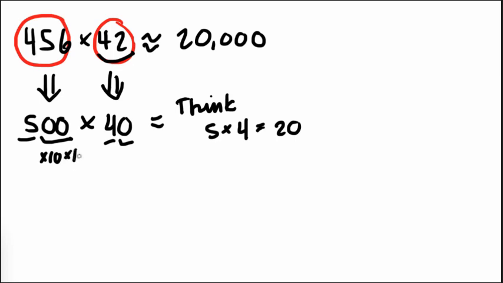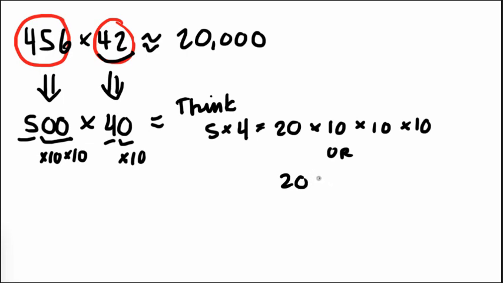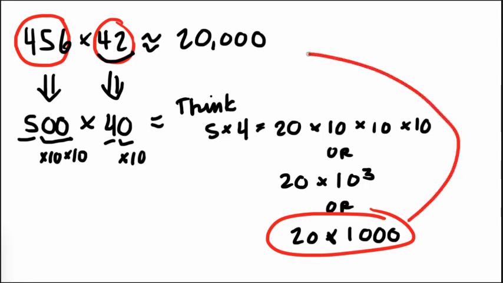So we have 3 of them. In this case, I'm doing 20 times 10 times 10 times 10. Or we can look at it in exponential form and say it's 20 times 10 to the third, or 20 times 1,000, right? So then our final answer is what my original estimation was, which is up here. So that is how we would estimate.